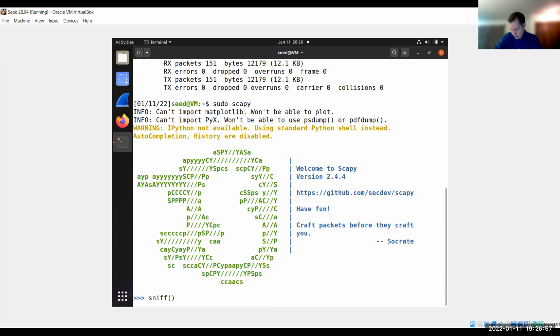So now let's say that I'm in Scapy now, and I want to run the sniff program. So I'm going to do sniff here. You can see it's very straightforward. I'm going to specify the interface.